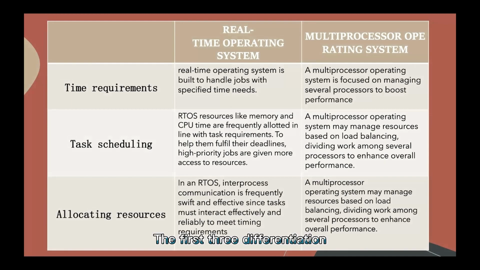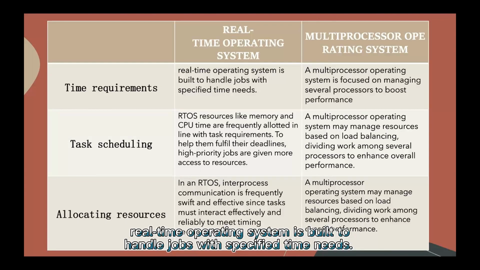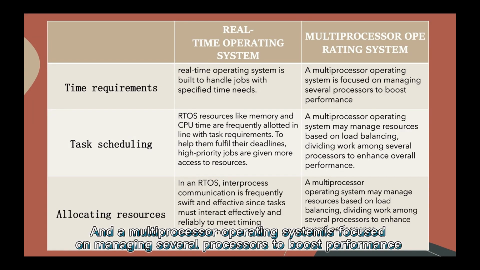The first 3 differentiation. First, time requirement. A real-time operating system is built to handle jobs with specific time needs, and a multiprocessor operating system is focused on managing several processors to boost performance.